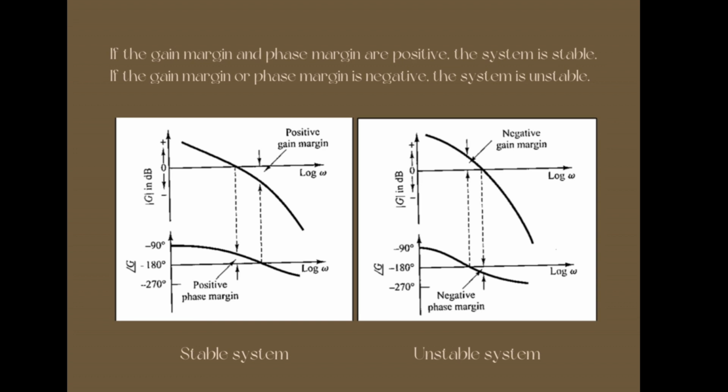The Bode plot stability criterion is a powerful tool for control system engineers. Its practical applications are numerous, and it is an essential tool for designing stable control systems, troubleshooting unstable systems, and improving system performance.